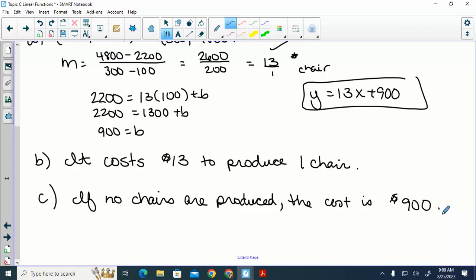Why would it cost us money even if we're not making anything? Supplies. Maybe it's rent for the space that you're doing it in, or advertising costs, or startup costs, whatever those might be. If I were going to start a business selling cupcakes, I have to have some kind of materials before I can do that. So even if I don't make any cupcakes, I have costs associated with just starting that. So that would be the $900 here.